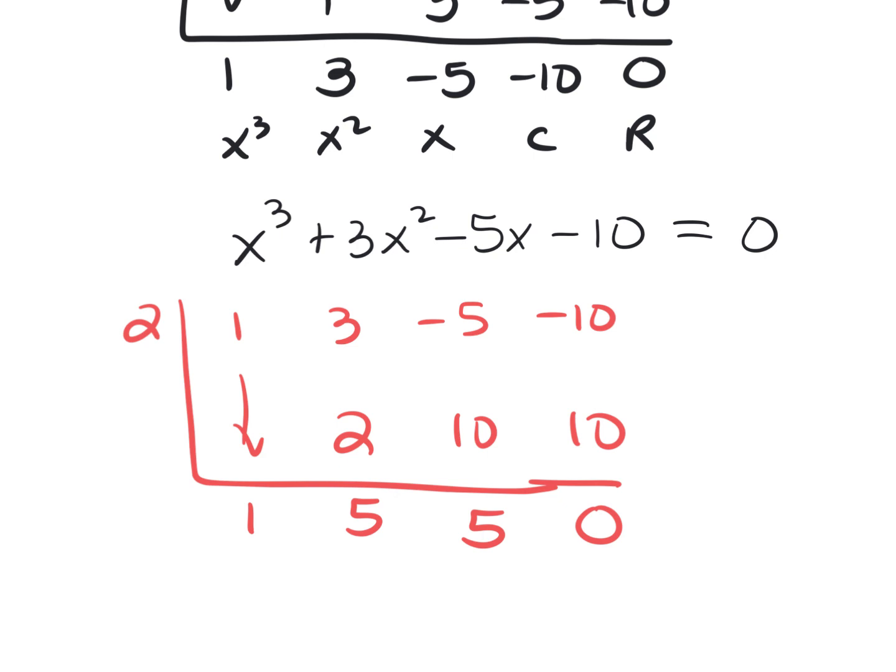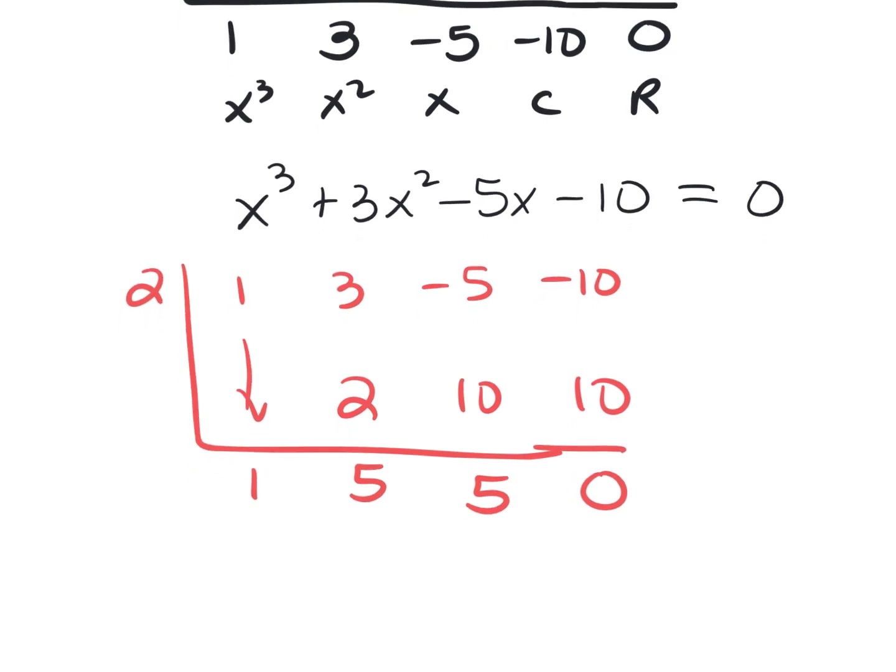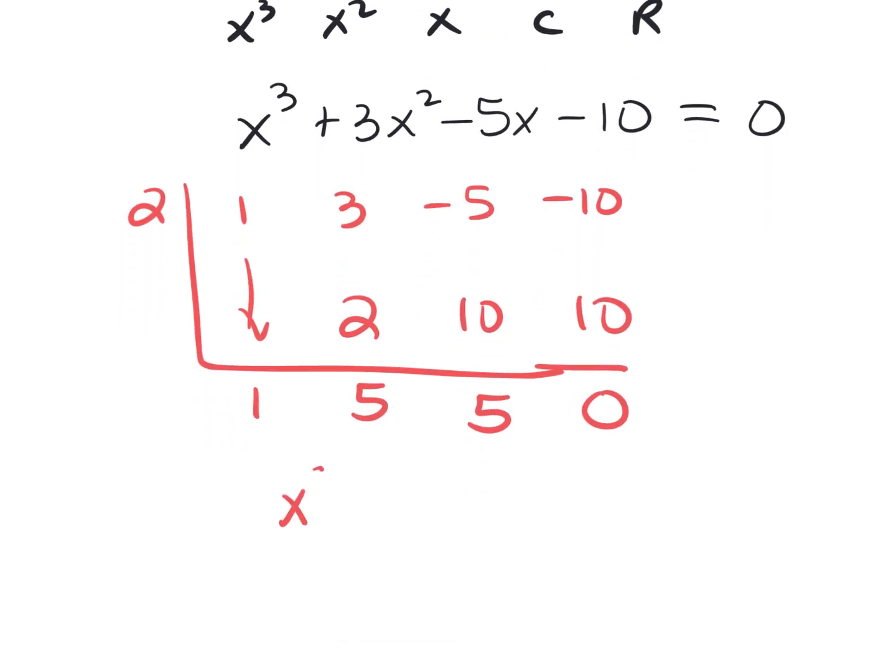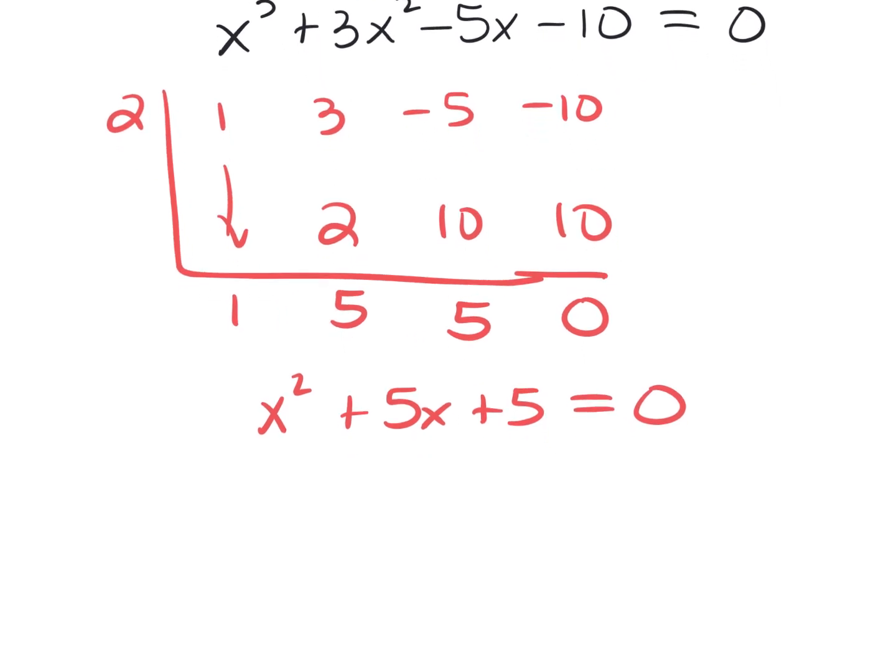Again, I knew I had a 0, so I knew I should be getting a remainder of 0. So now let's put in the variables. It's x squared plus 5x plus 5 equals 0. There are no factors of 5 that will give me 5, so I have to do quadratic formula. So now I'm going to get my other 2 zeros. My a value is 1, b is 5, c is 5.